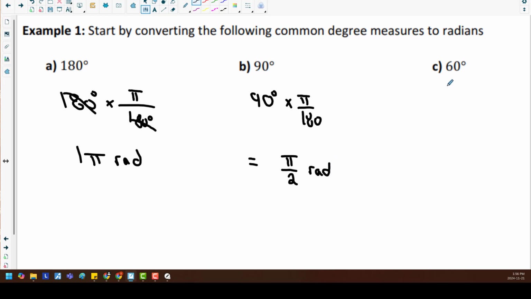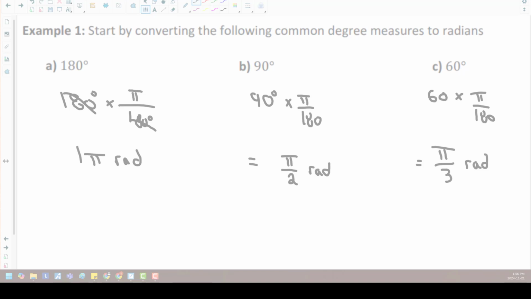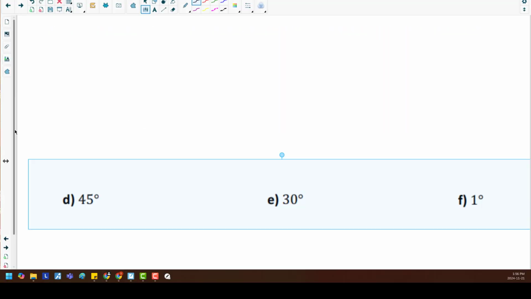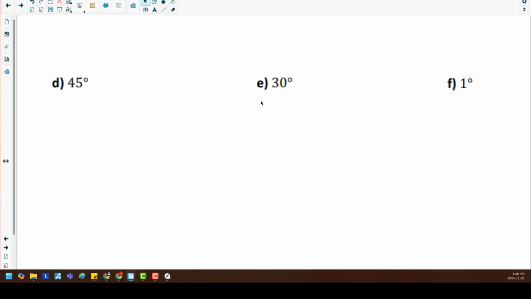And 60 degrees, same thing. 60 times pi over 180. And this is a nice fraction, pi over 3 radians. Okay, so that's how you convert degrees to radians. You just multiply by pi and then divide by 180. Let us do the next few examples, which are 45 degrees, 30 degrees, and 1 degree.